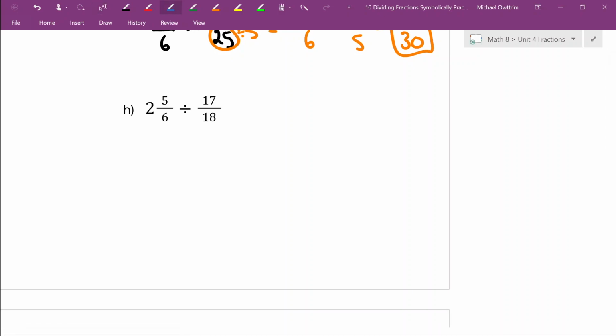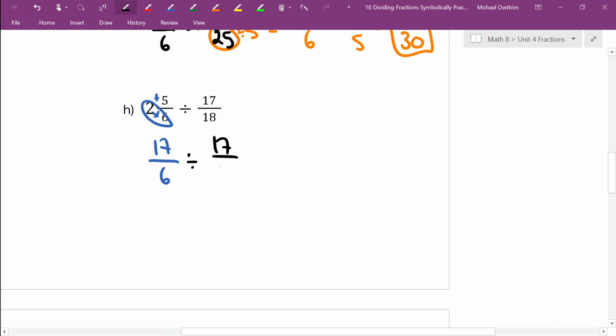In question H, I'm going to need to start by converting this mixed number to an improper fraction. 2 times 6 is 12, plus 5 is 17 sixths. Need to divide that by 17 over 18. We're going to go ahead and use our multiply by the reciprocal rule. So we'll leave our first fraction alone. We'll change divide to multiply, flip our second fraction. I'm going to go ahead and divide out that common factor of 17 at this stage.